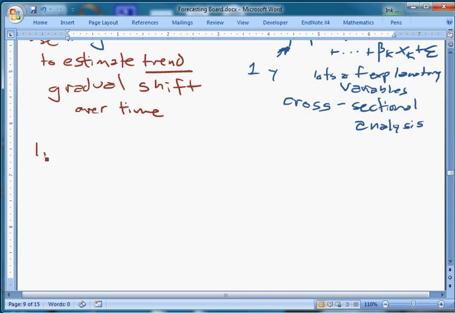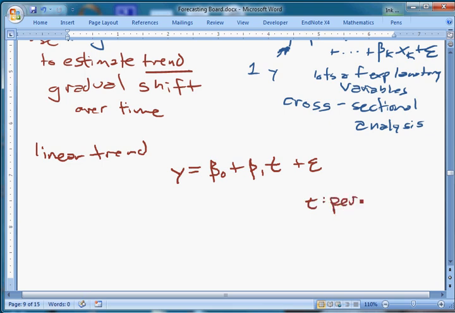So let's say, for example, we want to estimate a linear trend. What does this look like? Well, we have y equals beta 0 plus beta 1 times t plus epsilon, where t is the period. So year 1, quarter 1, if you have quarterly data, would be t equals 1, year 1, quarter 2 would be t equals 2, and so on and so forth. Year 5, quarter 4 would be 20, and so on.